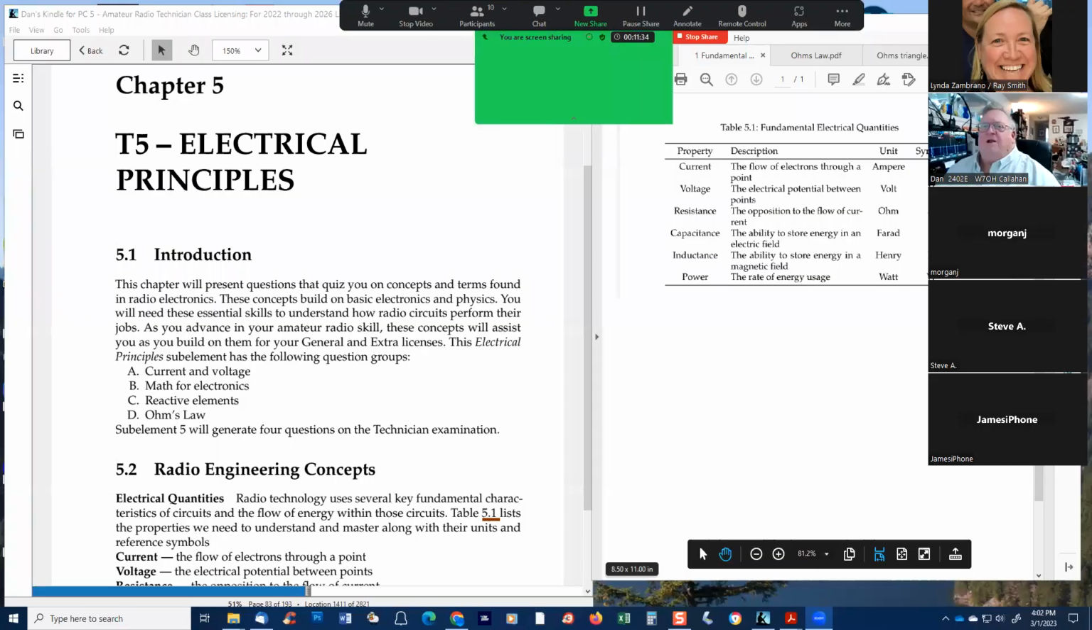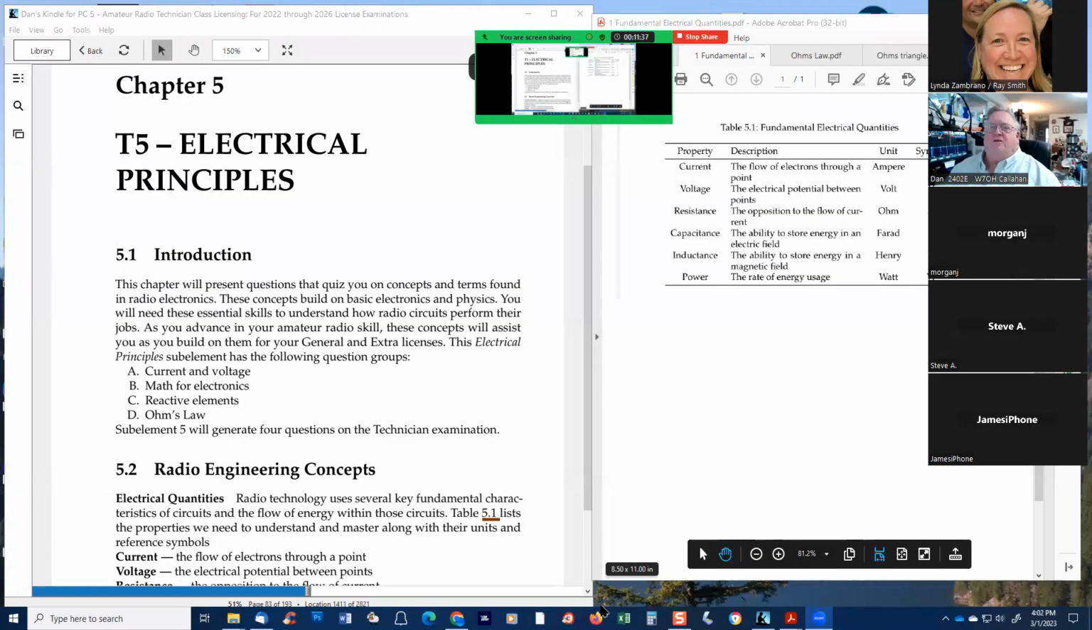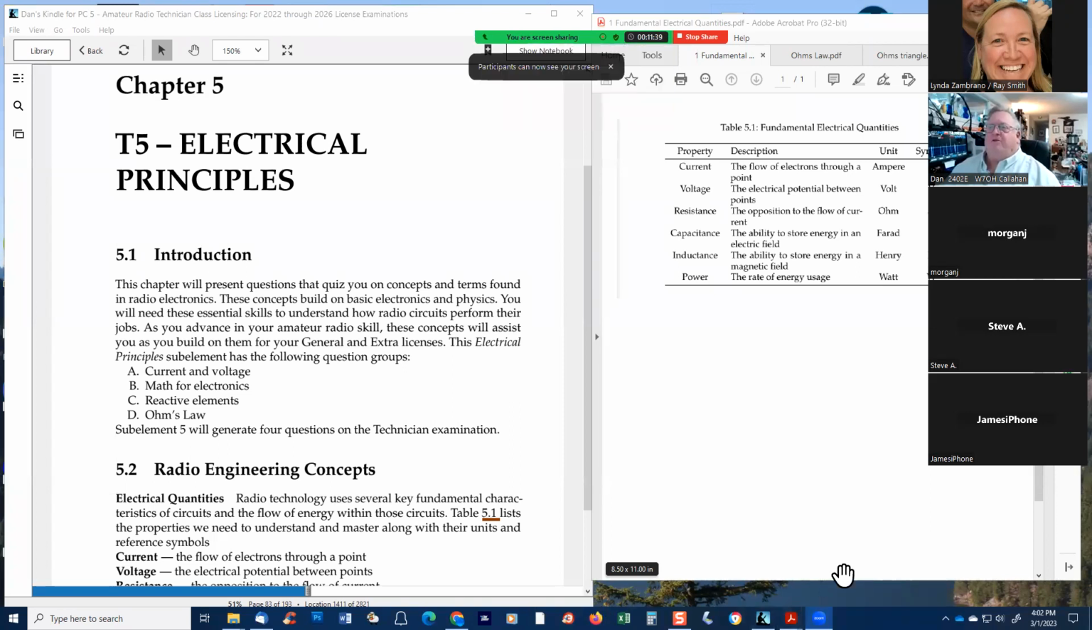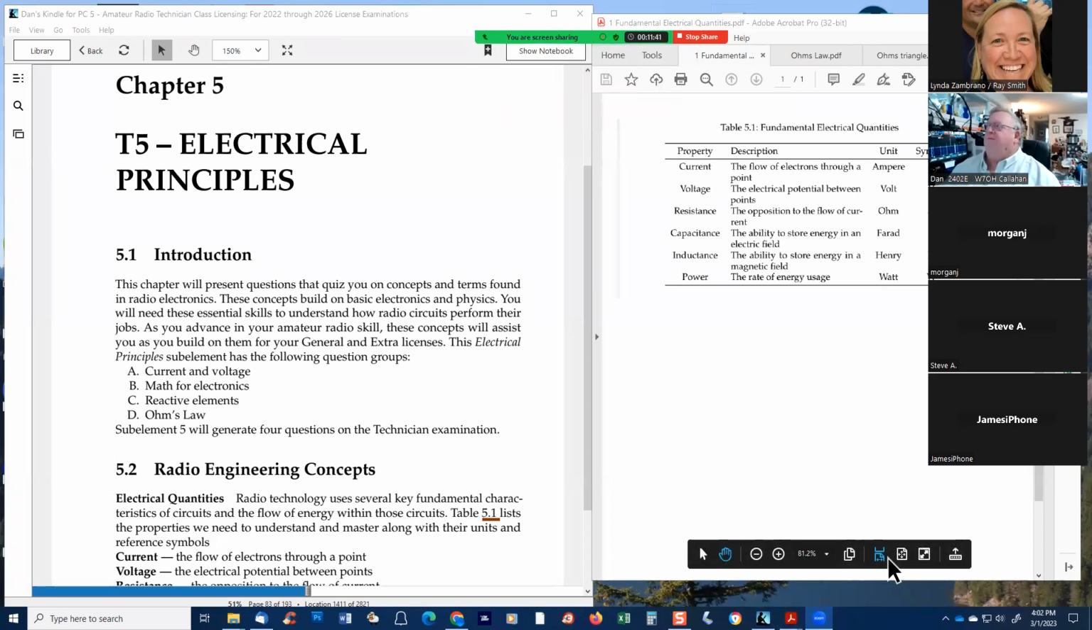All right, so right now all of you should be seeing it says Chapter 5, T5, Electrical Principles. Got it. I will ask all of you, it's not a huge group, with 8 of you, if you have a question, ask the question. Because if you have a question, guarantee somebody else in the group has the same question. So don't hesitate to interrupt.